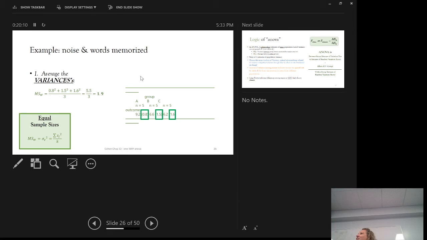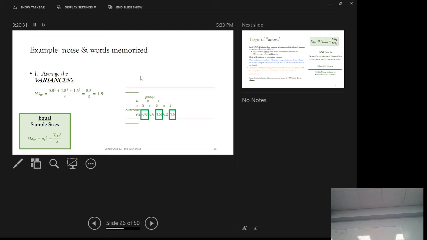I only have you do a few on the homework and show you this so you know that this is not just smoke and mirrors, that these numbers are really coming from someplace. So what is the bottom number of the F statistic? It is the pooled variance. Mean squared within is this grand pooled variance.